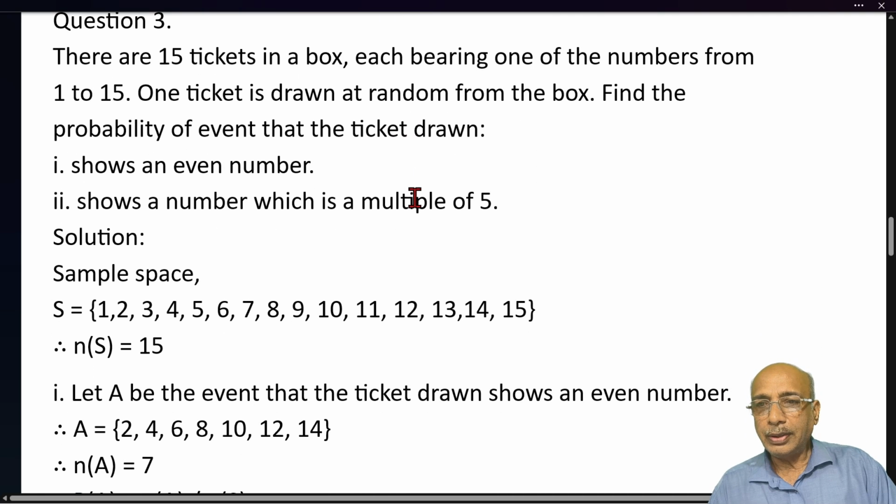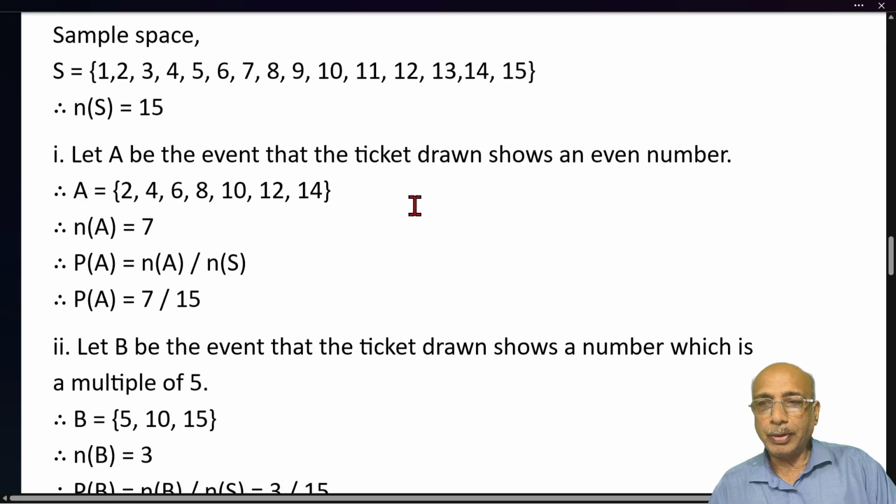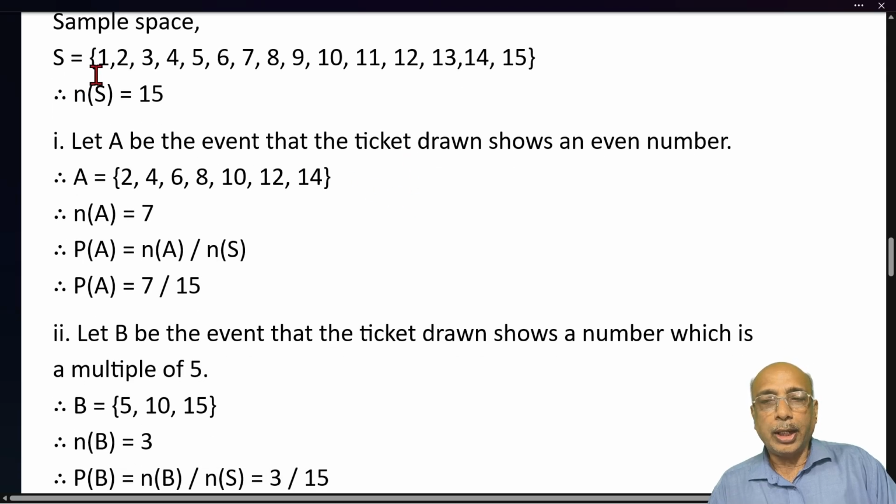Next problem. There are 15 tickets in a box, each bearing one of the numbers from 1 to 15. One ticket is drawn at random from the box. Find the probability of the event that the ticket drawn shows an even number, and second, shows a number which is a multiple of 5. Again, the sample space will be the tickets bearing the numbers 1 to 15. So n of S will be 15.